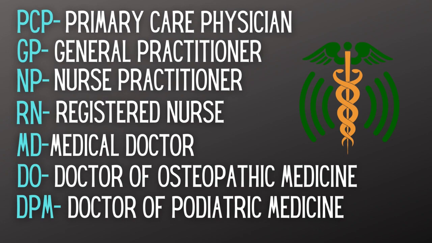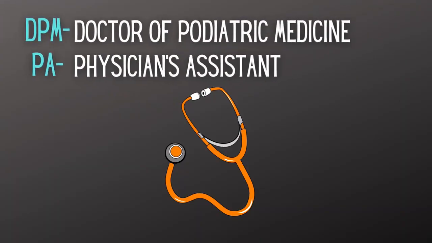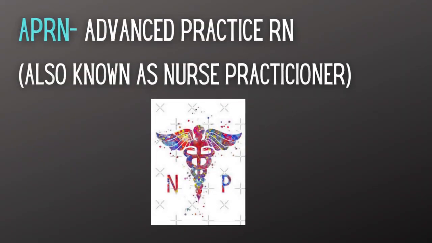DO is a doctor of osteopathic medicine, which I believe Dr. Mike is a DO. I'm pretty sure. DPM is a doctor of pediatric medicine, and a PA is a physician's assistant, or you can also see it written as PA with a dash and a C, which just means that they're a certified physician's assistant, indicating that they've completed all of their training and passed their board certifications, which are essentially like the boards that MDs take after their residency is complete. An APRN is an advanced practice registered nurse.